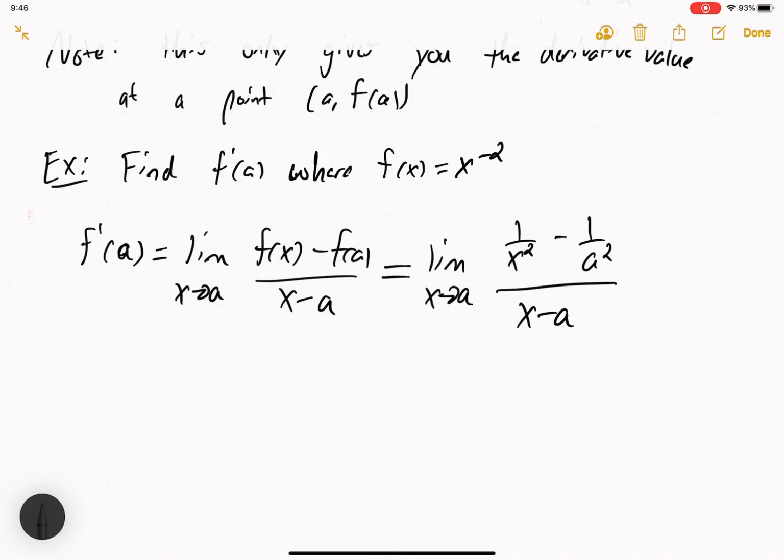Now what we need to do is simplify everything. We have to keep going, because if we just plug in a now, we just get 0 divided by 0, which is an indeterminate form. So what I'm going to do here is find the common denominator.